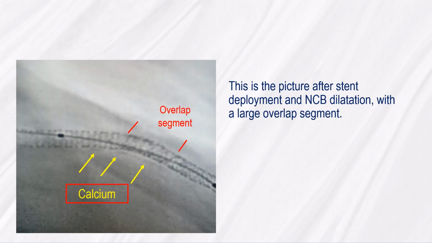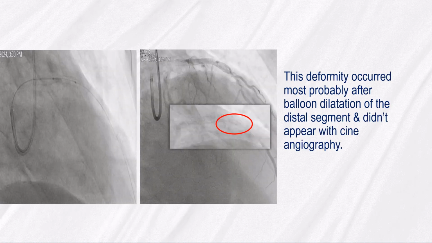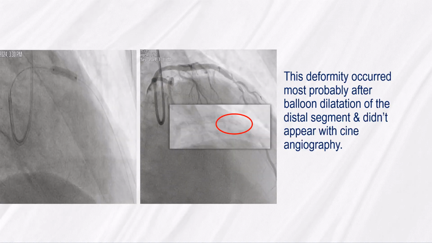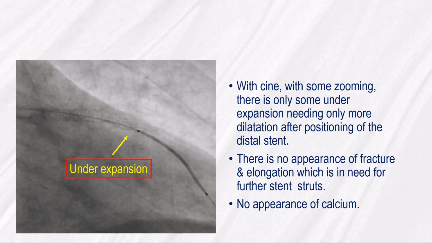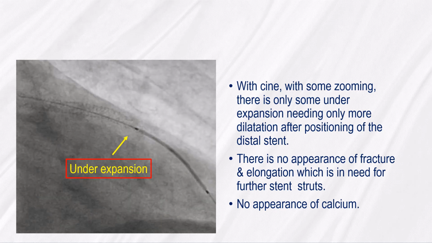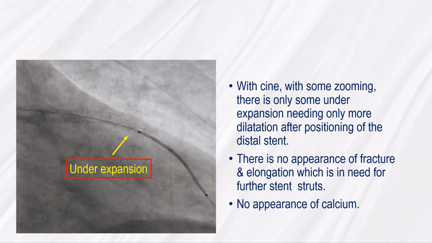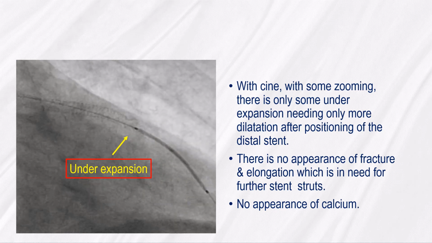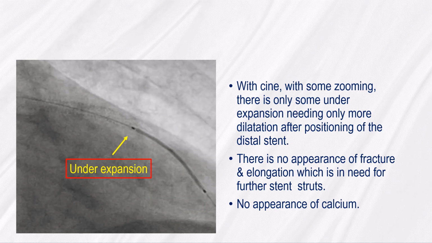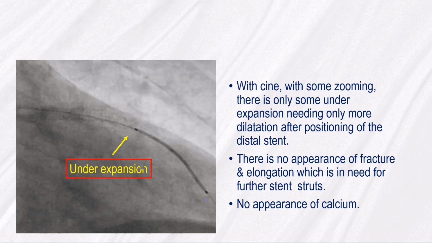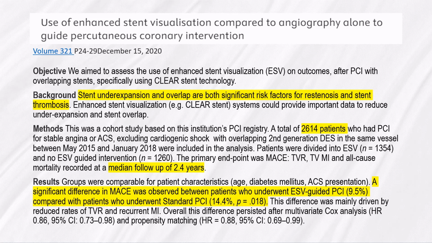And this is the picture after stent deployment and non-compliant balloon dilatation with a large overlap segment. This deformity occurred most probably after balloon dilatation of the distal segment and didn't appear with cine angiography. With cine, with some zooming, there is only some under expansion, needing only more balloon dilatation after positioning of the distal stent. There is no appearance of fracture and elongation, which would need further stent struts, and there is no appearance of calcium.